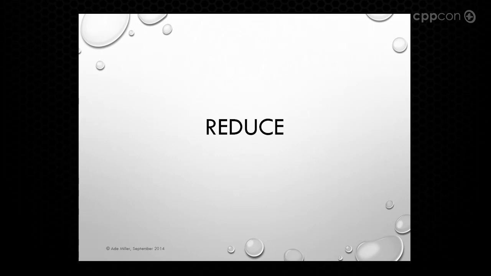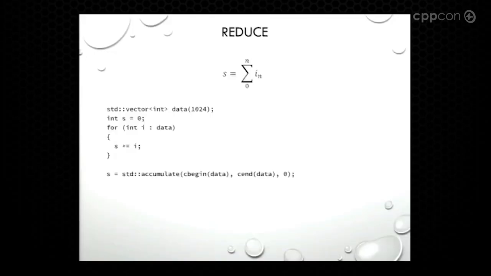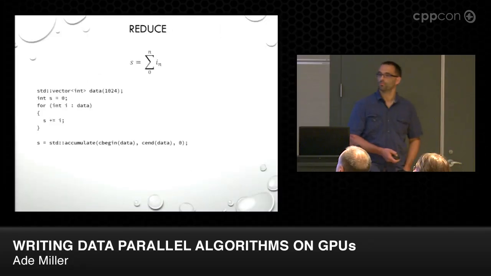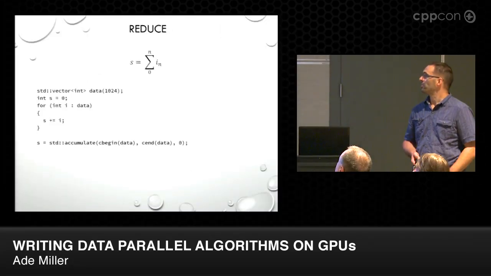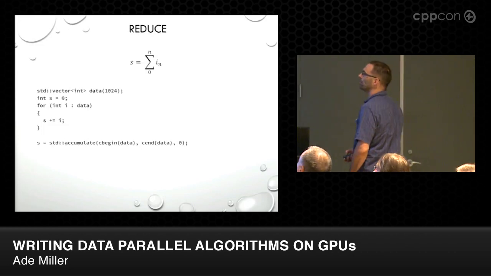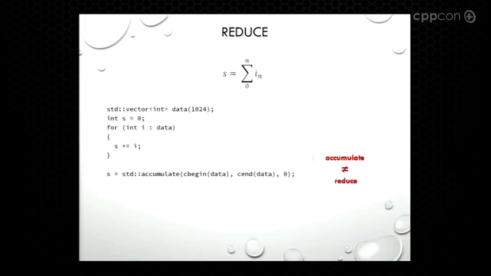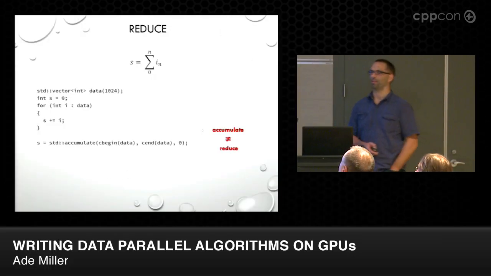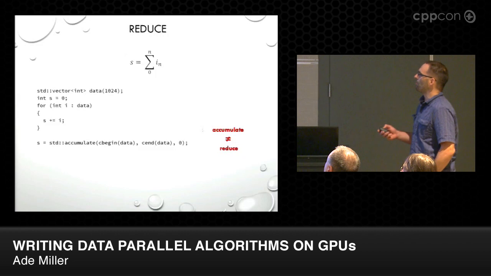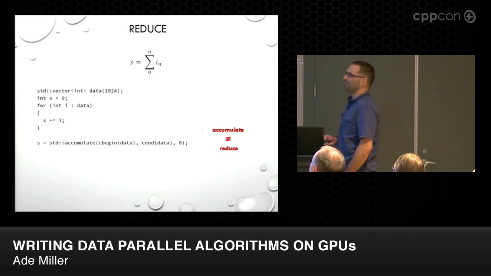So reduce. Really all we're doing is summing a bunch of numbers here, right? You can see this in the standard library as accumulate. Is anyone going to shout at me now? No? So accumulate and reduce are not technically the same. This is one of the things that trips people up when they start parallel programming. The semantics of accumulate are that it is ordered.